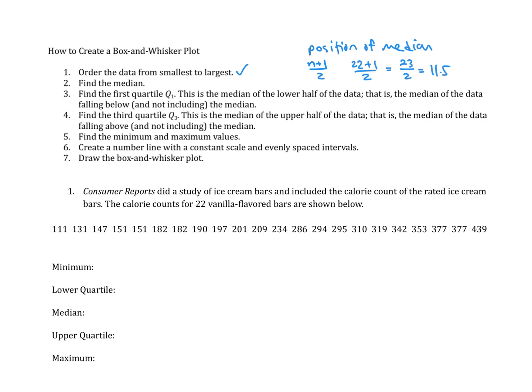So I'm going to go to my list of numbers and find my 11th and 12th data values. 1, 2, 3, 4, 5, 6, 7, 8, 9, 10, 11. 209 is my 11th, and 234 is my 12th.